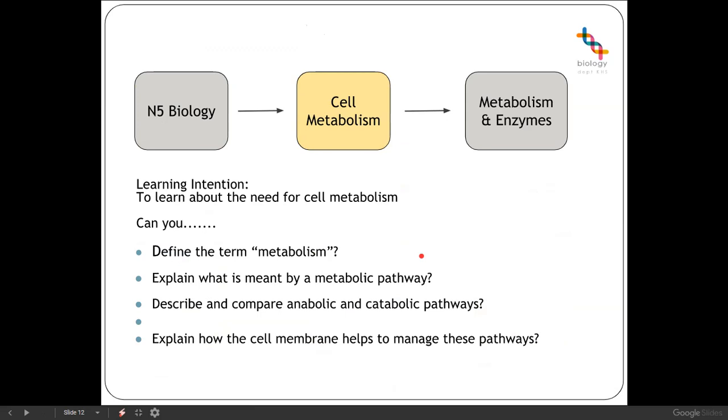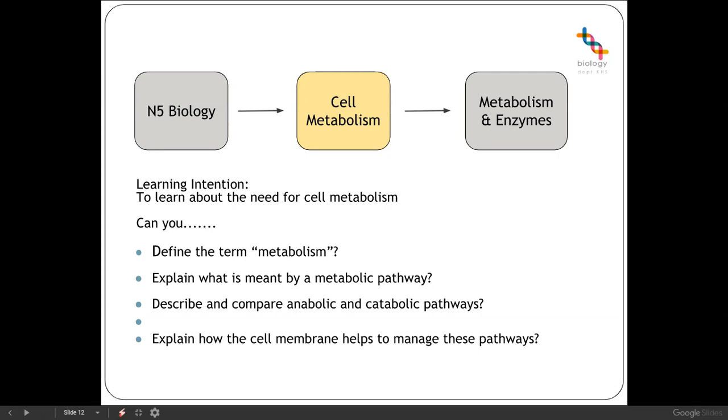So you should know that metabolism is the totality of reactions involved in a cell, that a metabolic pathway is the use of several reactions to produce one end product, that an anabolic pathway is one which is involved in the building up of complex molecules from simpler ones, and that a catabolic pathway is the opposite, breaking down complex molecules into simpler ones.